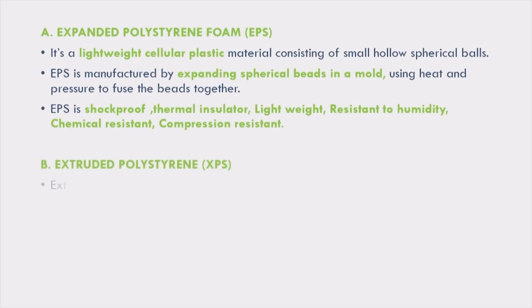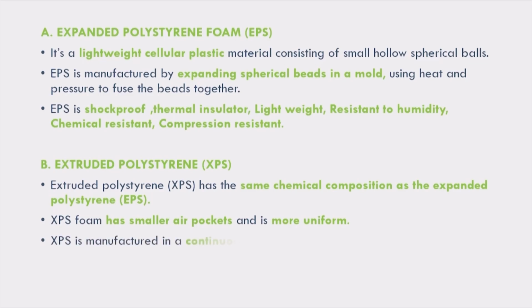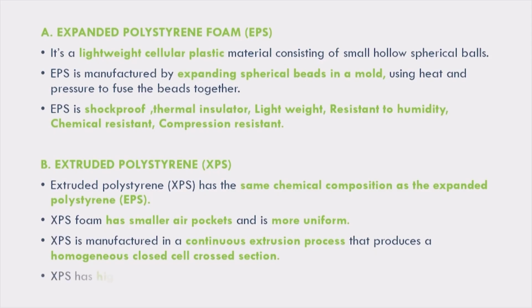Extruded polystyrene (XPS). Extruded polystyrene has the same chemical composition as the expanded polystyrene, the EPS. XPS foam has smaller air pockets and is more uniform. XPS is manufactured in a continuous extrusion process that produces a homogeneous closed cell cross section. XPS has a high compressive strength and a superior thermal performance.